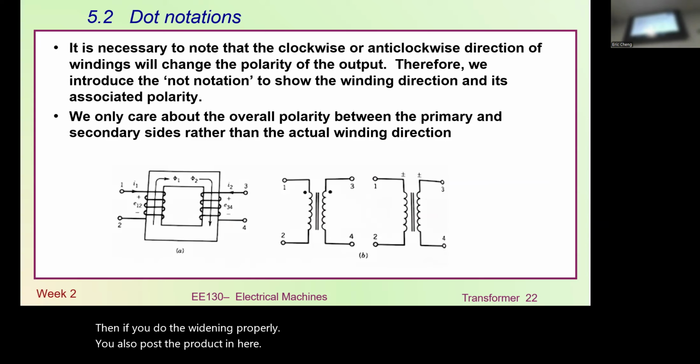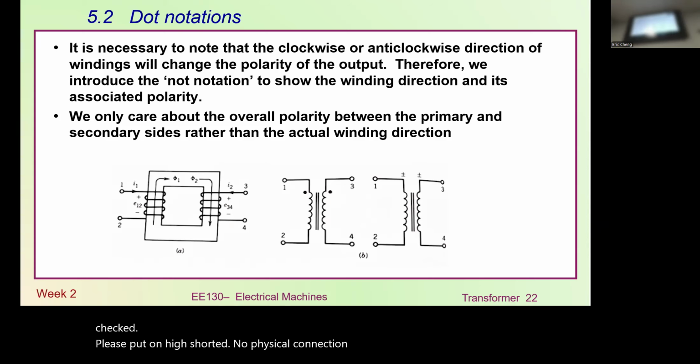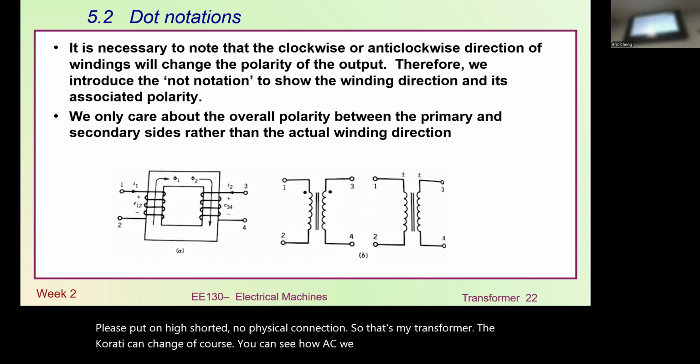If you change the clockwise or anti-clockwise position, the electric polarity will be changed. These two are isolated, no physical connection. So that's why in a transformer, the polarity can change. Of course, you can say, oh, AC doesn't have any polarity, but it has phase angle. If it's zero phase angle here, this will be zero phase angle.